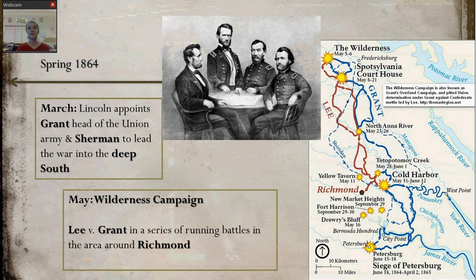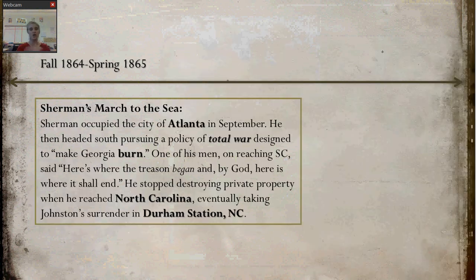So Lee is being taken care of in the north. Sherman comes in to the south. Sherman occupies the city of Atlanta in September and starts to burn the city. What he does is pursue a policy of total war. This is a war on civilians, on towns and villages, as well as on soldiers, right? The idea, according to one of his men, is to make Georgia burn or make Georgia howl.